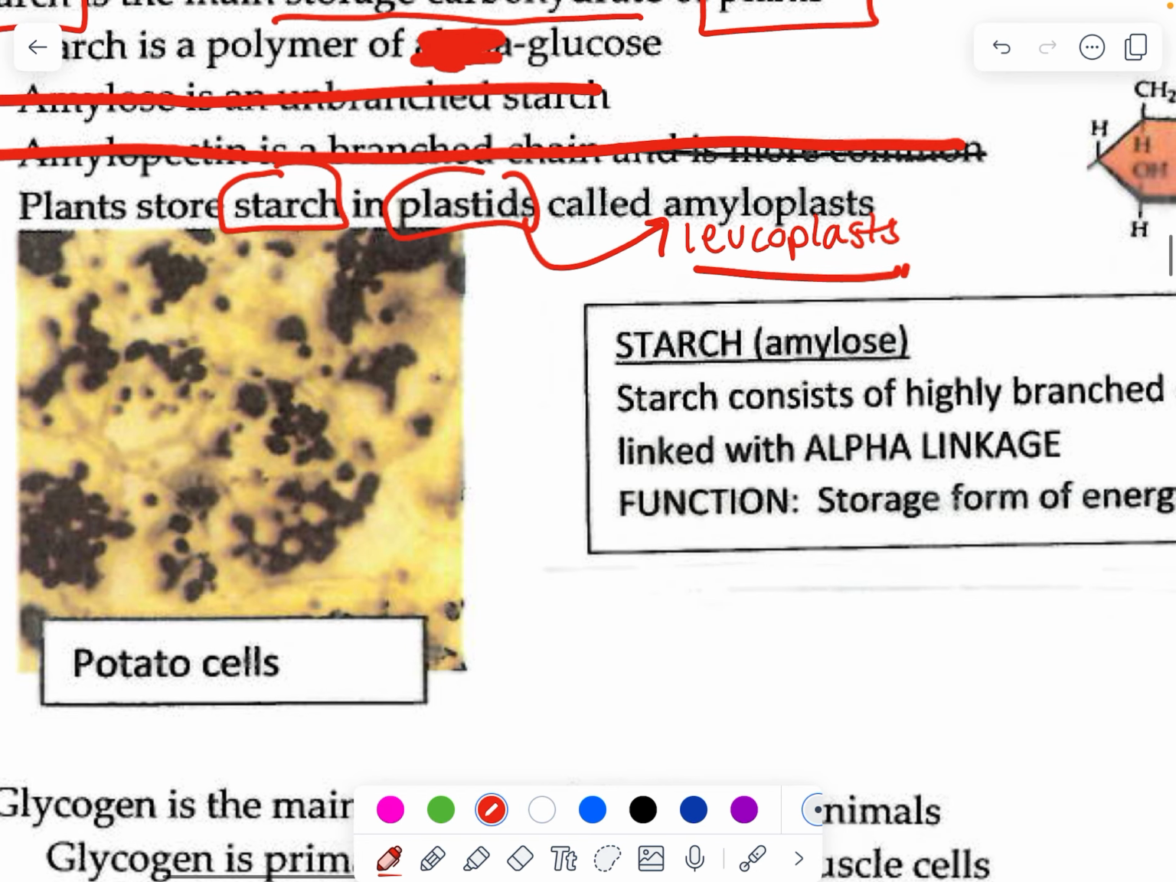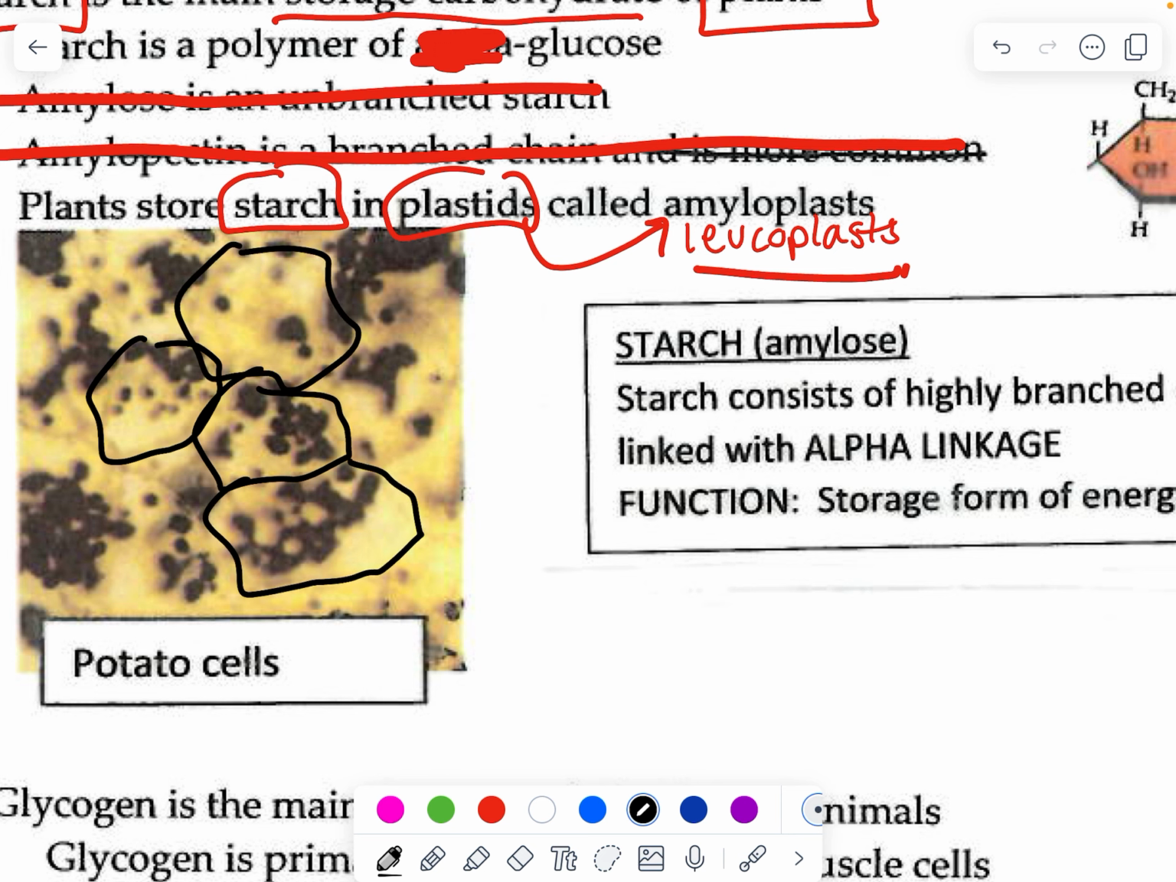And if you remember freshman year, we looked at potato cells under the microscope. Okay, so you can kind of see the clear. These are the cell walls. These are all potato cells. Those are all the cell walls. And these little purple organelles, we stained them purple, but there's starch inside of leucoplasts. And starch is white, but we stained them purple with a stain called IKI.